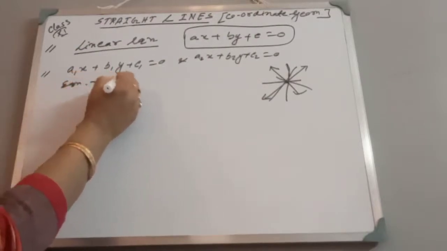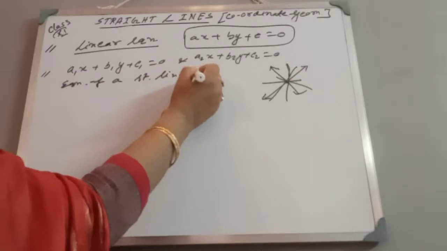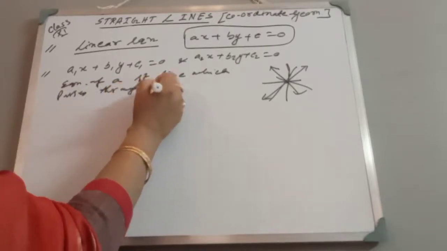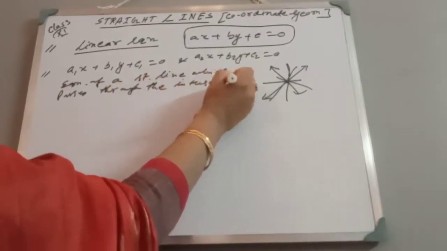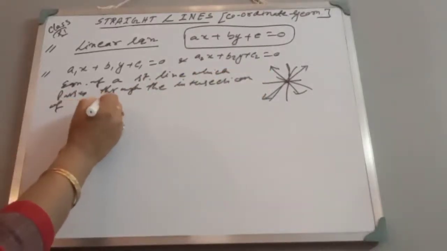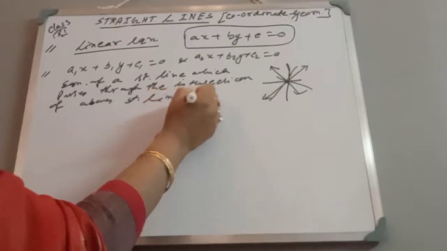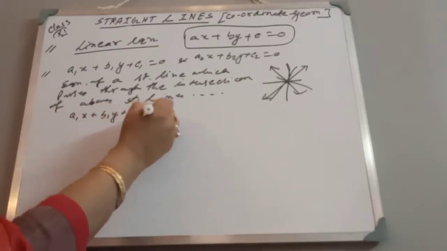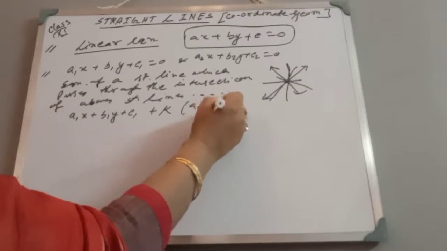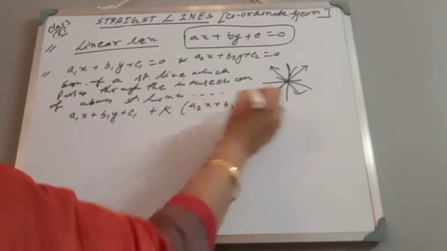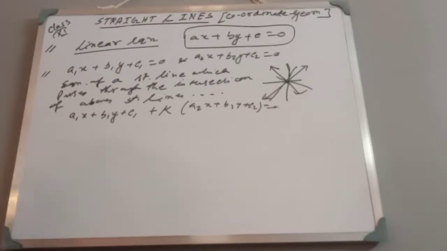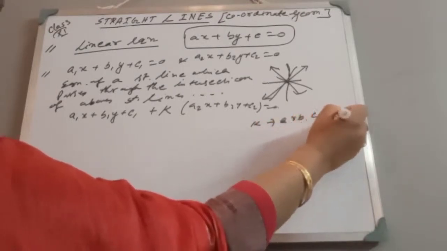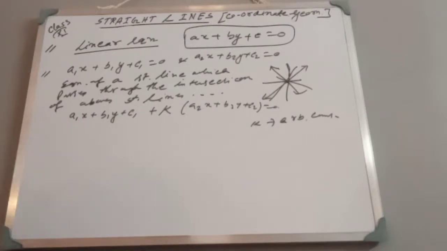The equation of a straight line which passes through the intersection of the above straight lines, then what will be the equation? The equation will be A1X plus B1Y plus C1 plus K into A2X plus B2Y plus C2 equals to 0. K is one constant term, where K is any arbitrary constant. That means we have to find the third equation in this way.